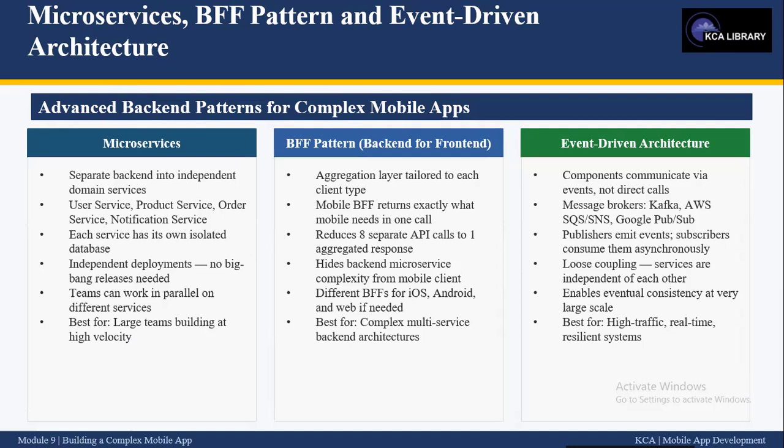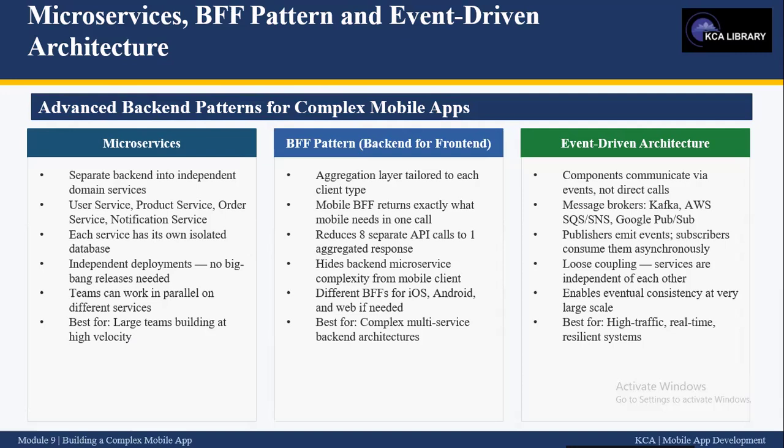Then the BFF pattern, backend for frontends. An aggregation layer tailored to each client type. Mobile BFF returns exactly what mobile needs in one call. Reduces 8 separate API calls to one aggregated response. Hides backend microservices complexity from mobile clients. Different BFFs for iOS, Android, and web if needed. Best for complex multi-service backend architectures.